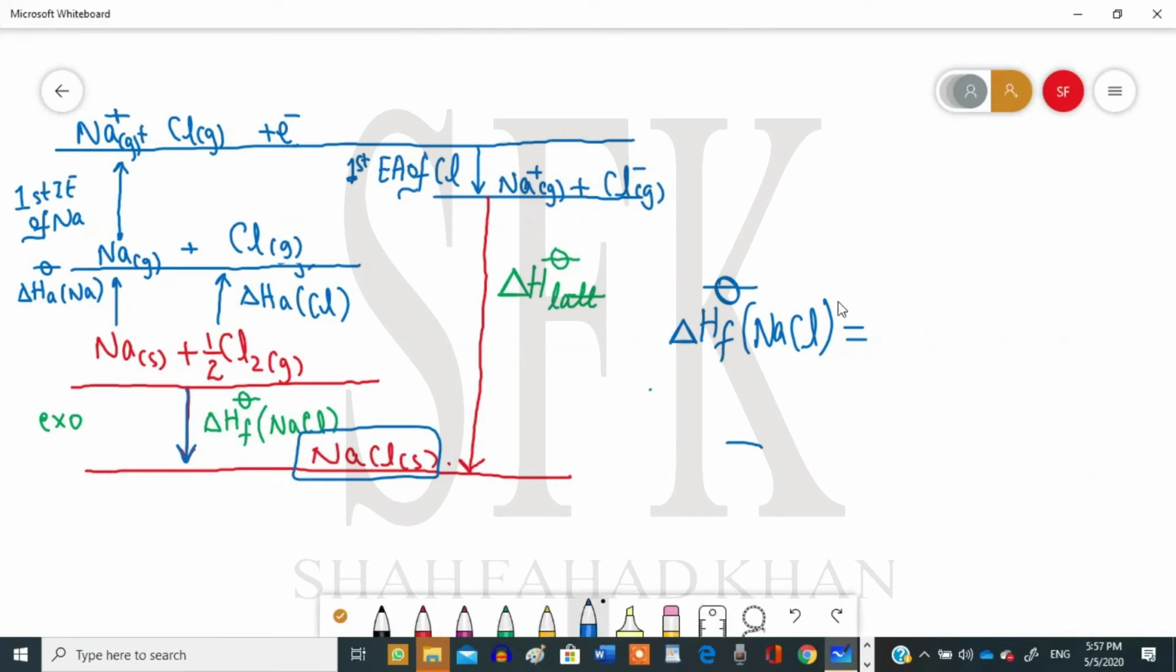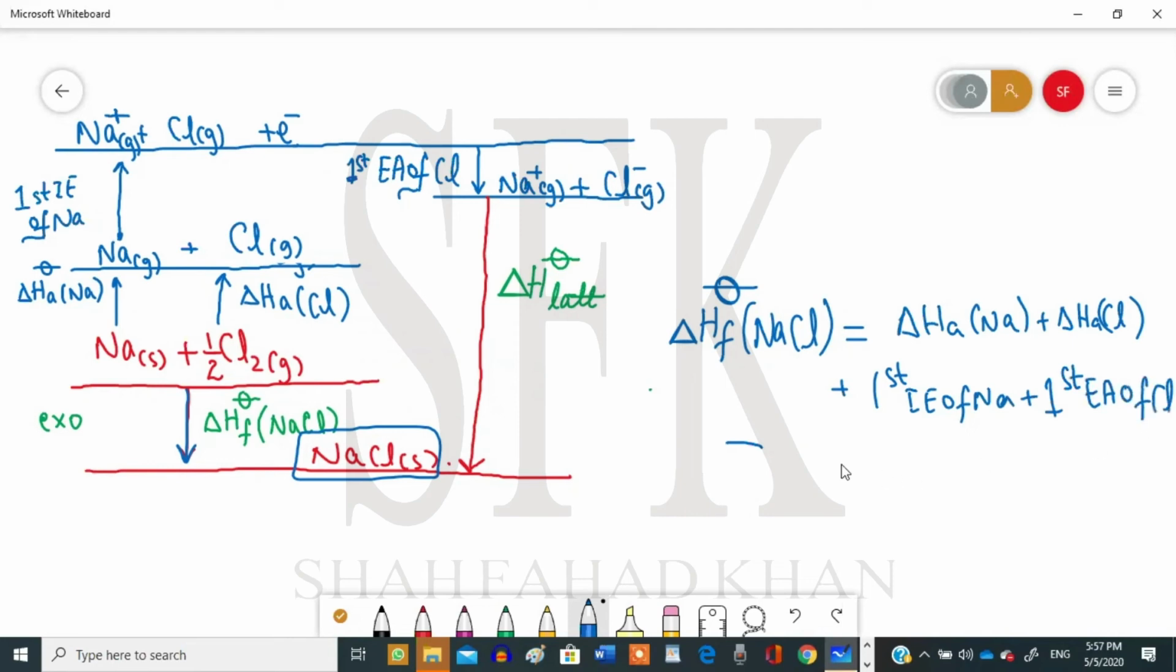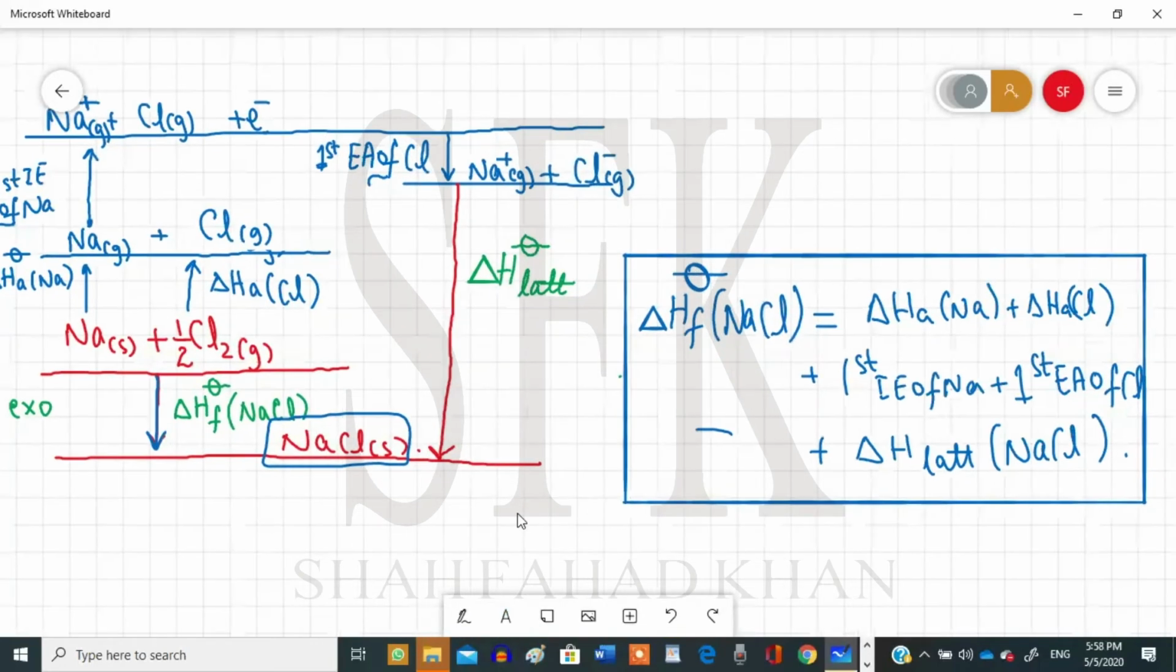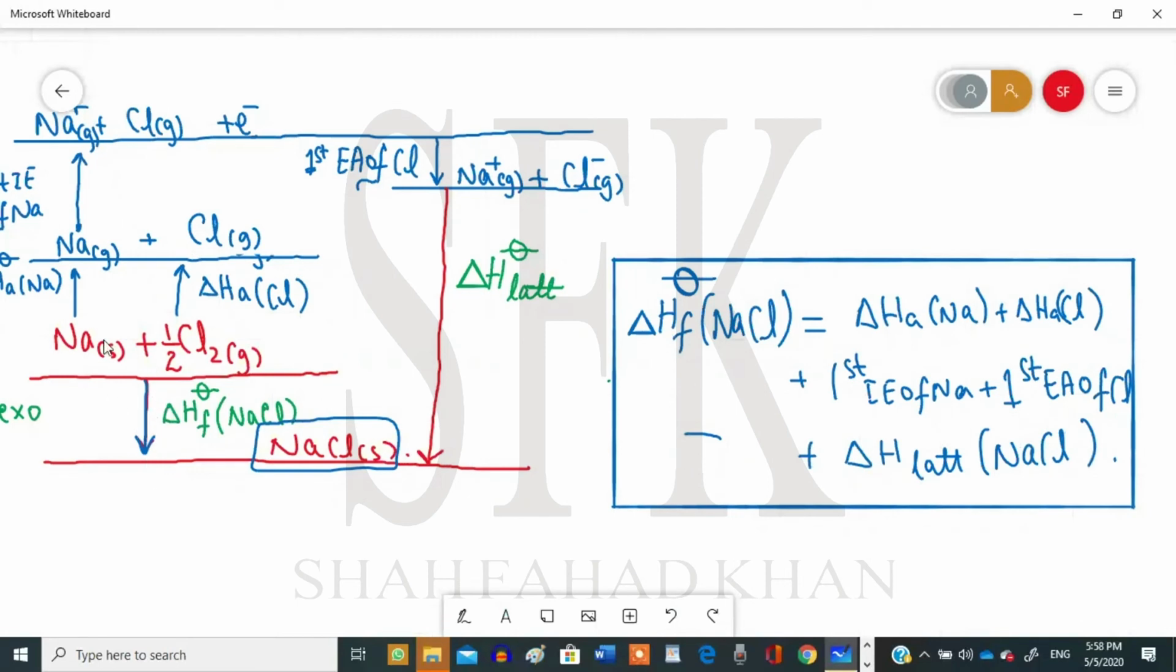So the enthalpy change of formation of sodium chloride is going to be equal to the enthalpy change of atomization of sodium plus the enthalpy change of atomization of chlorine plus the first IE of sodium plus the first electron affinity of chlorine plus the lattice energy of sodium chloride. This is an equation that you form following Hess's law. The enthalpy change of formation is equal to the enthalpy changes of all of those steps.